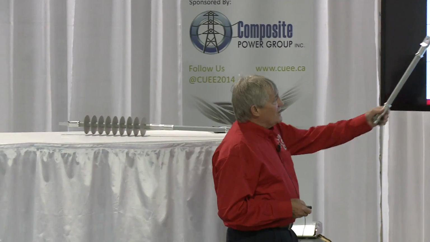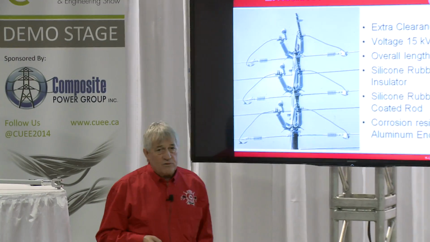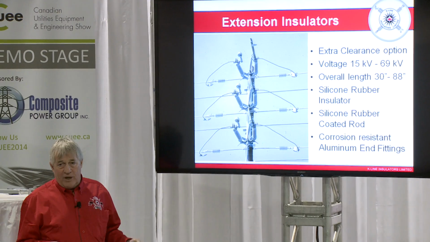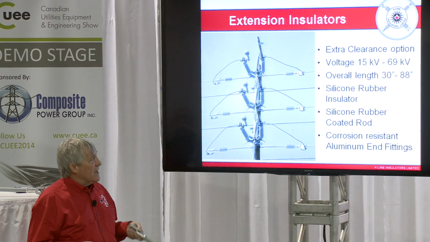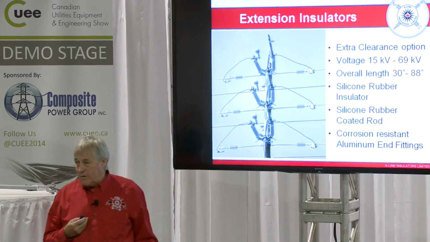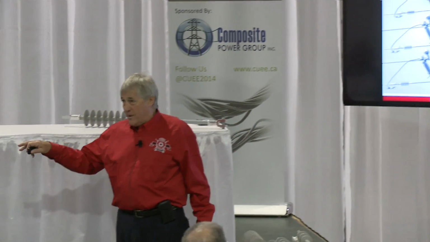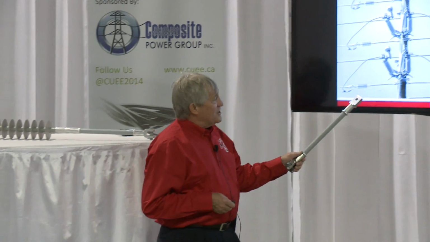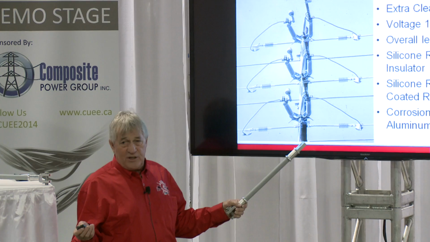So the idea is an extra clearance option for voltages 15 through 69. You've got your standard lengths, 30 to 88. We can make them really whatever you need if you need some special lengths. You got a silicone rubber insulator, coated rod, and corrosion resistant aluminum fittings. I'm going fast because I have 4 minutes and 21 seconds, so I'm talking a little too fast here. But anyways, the idea here, as you can see, is very straightforward.